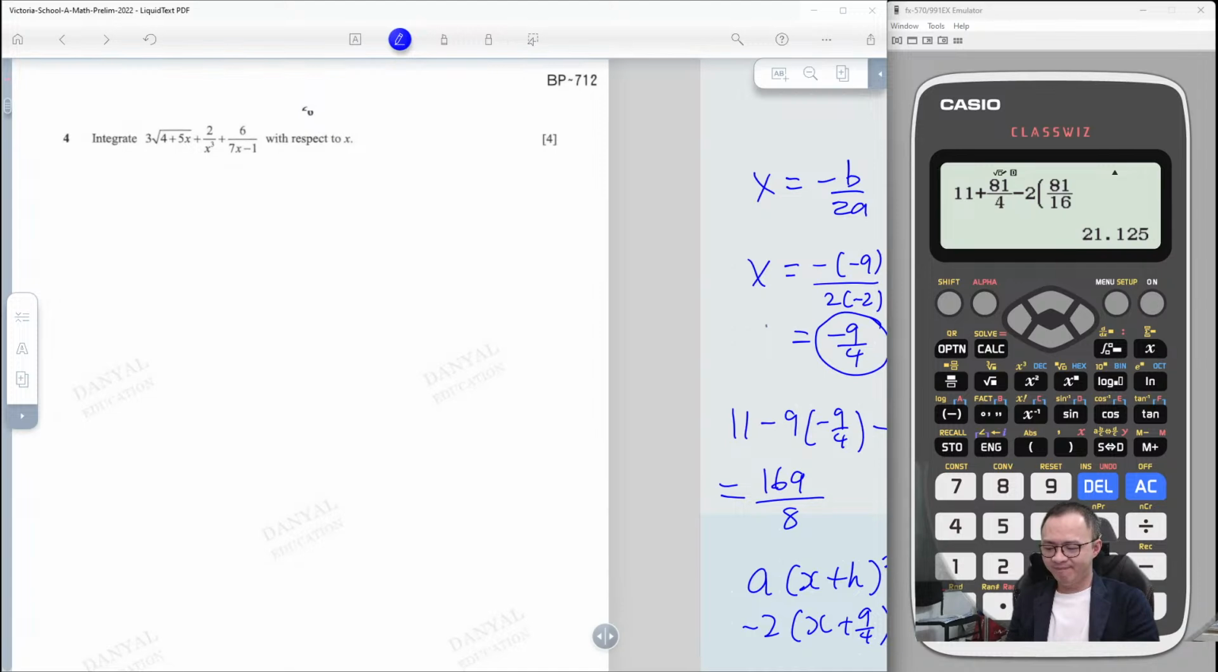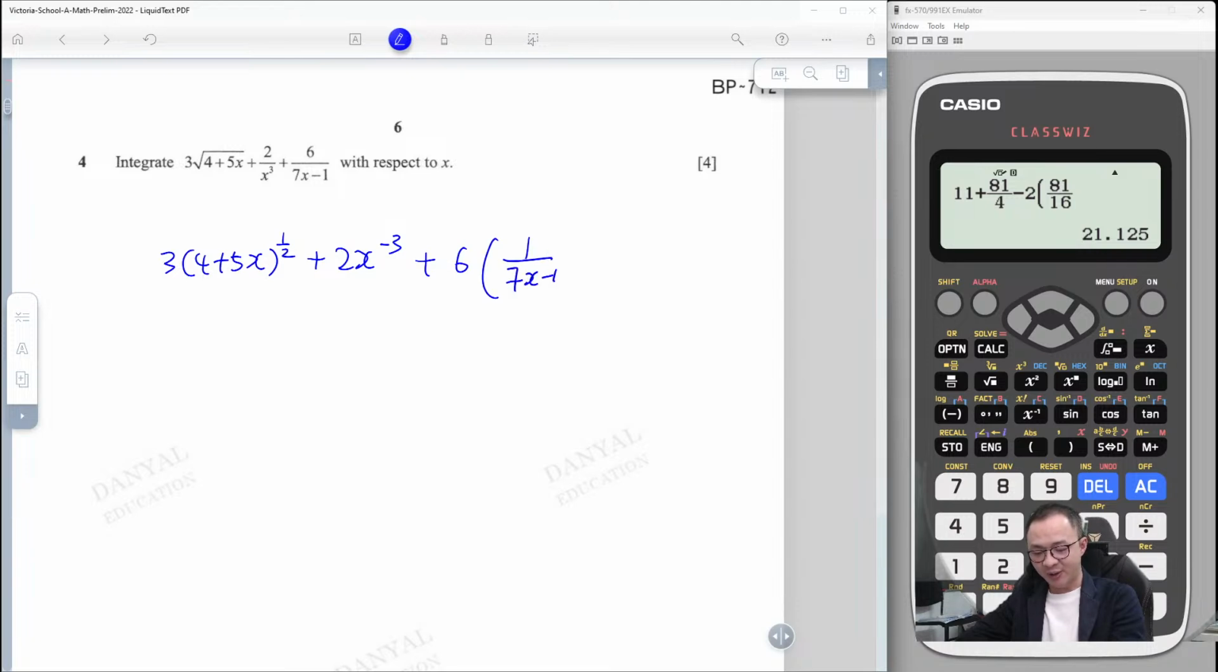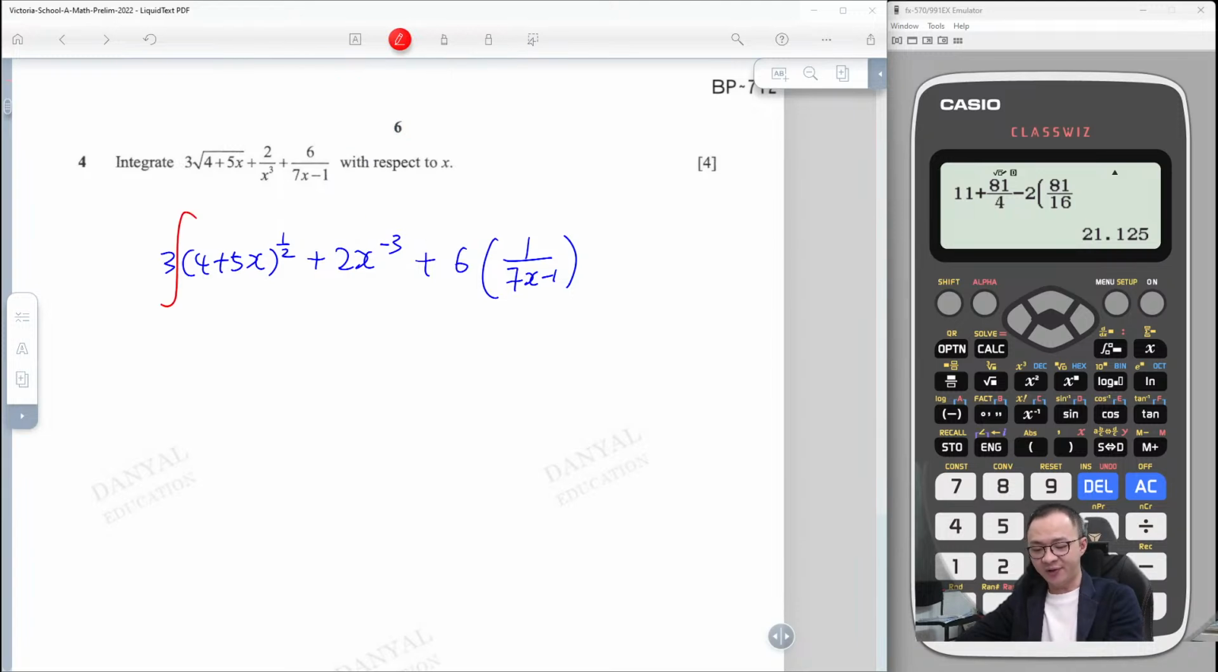And then now we have some integration here. So let's do the integration. Before I integrate, I simplify them first. Okay, this is 4 plus 5x power of 1/2 plus 2x power of -3 plus 6 over 7x minus 1. Then only I add the integration sign for every single one. So then now I can start my integration.